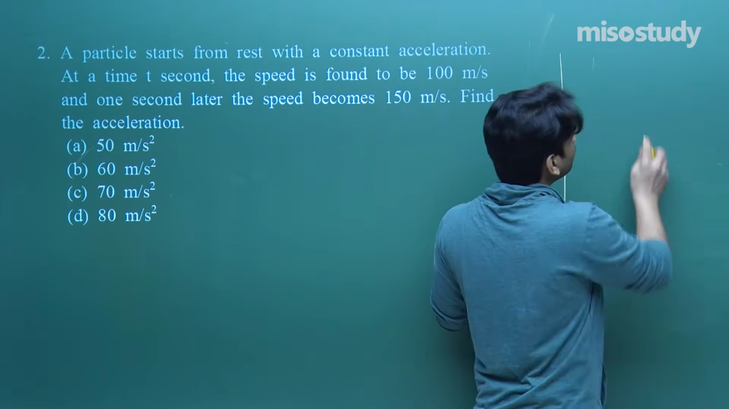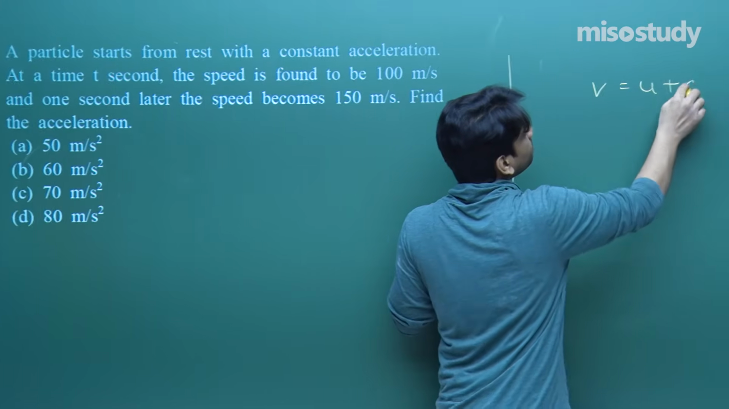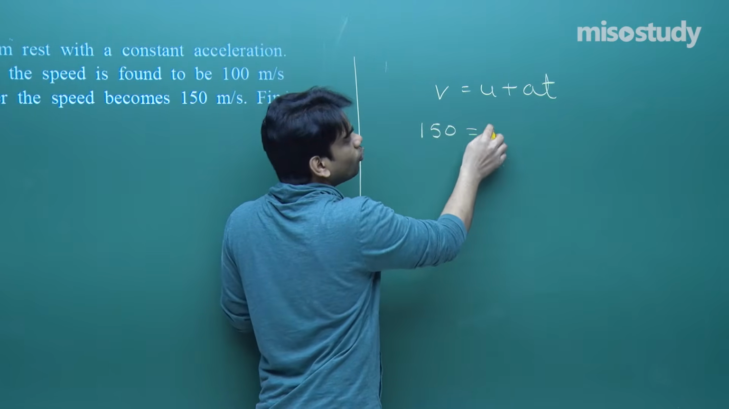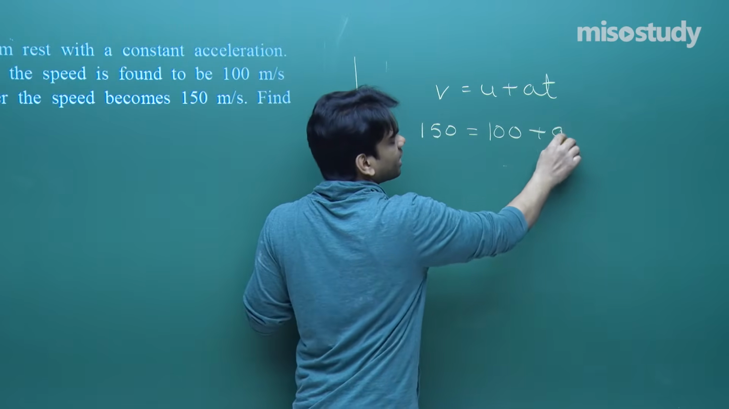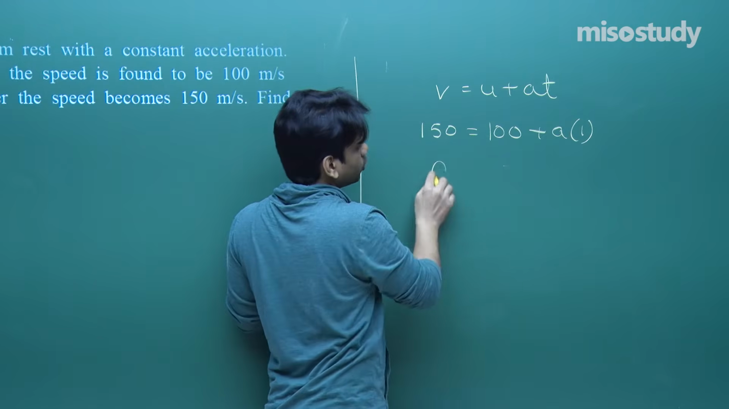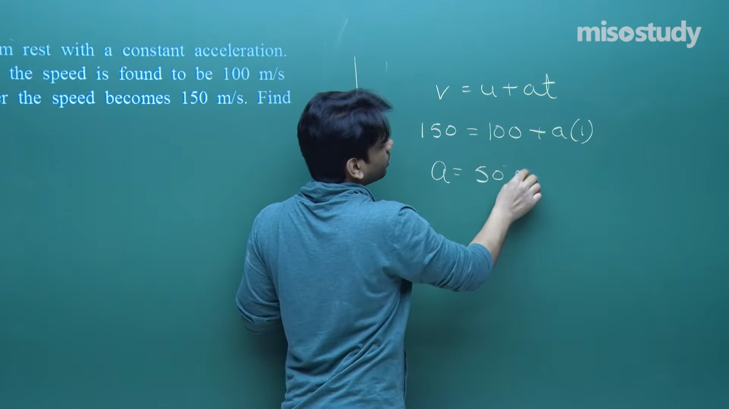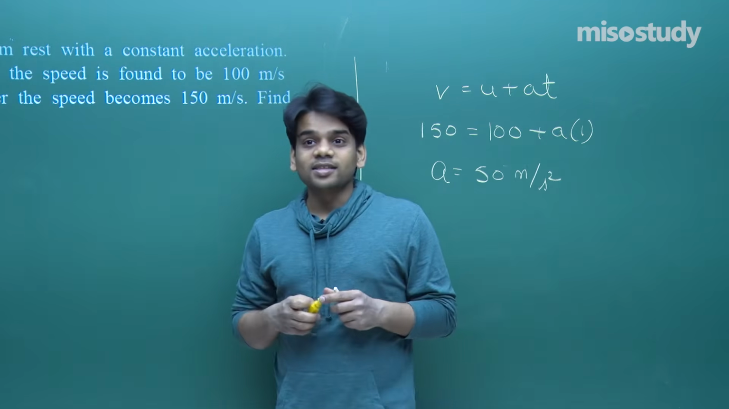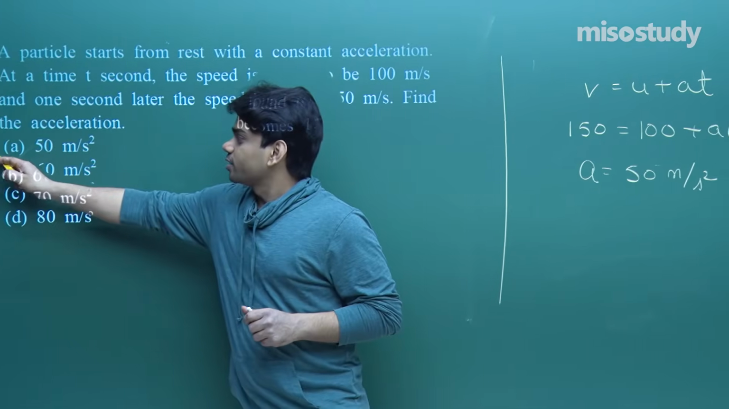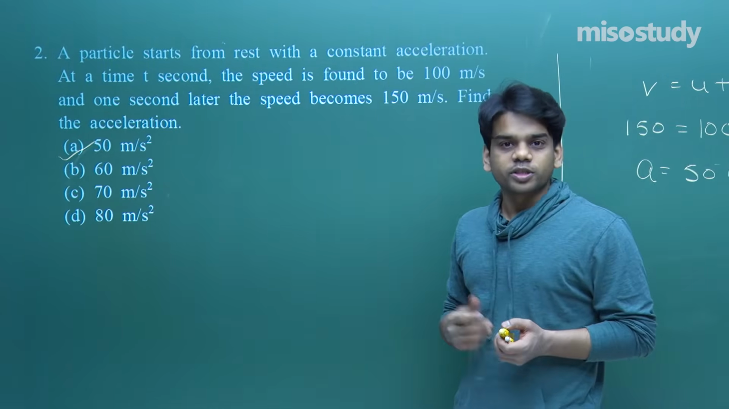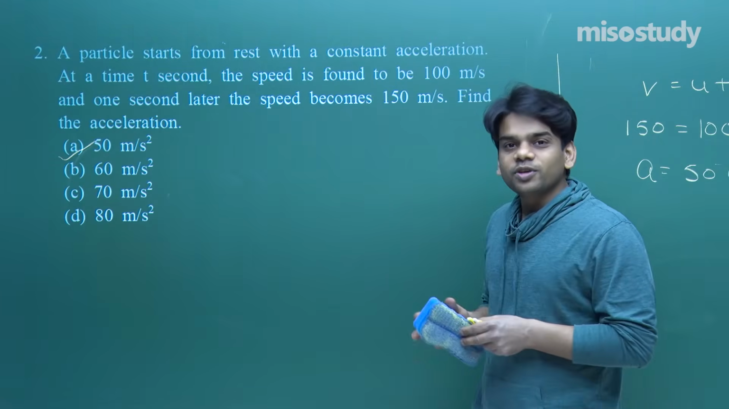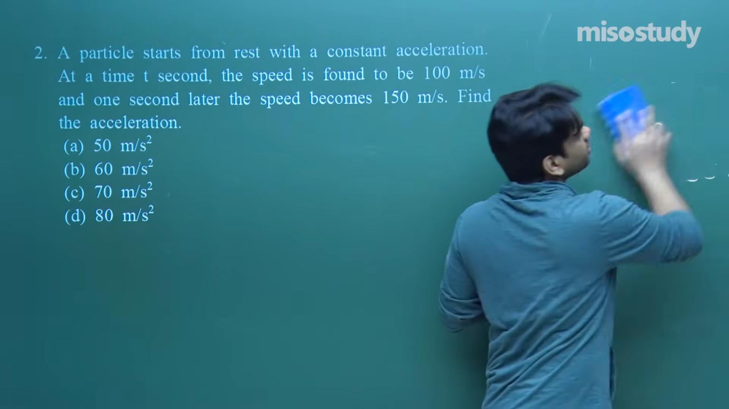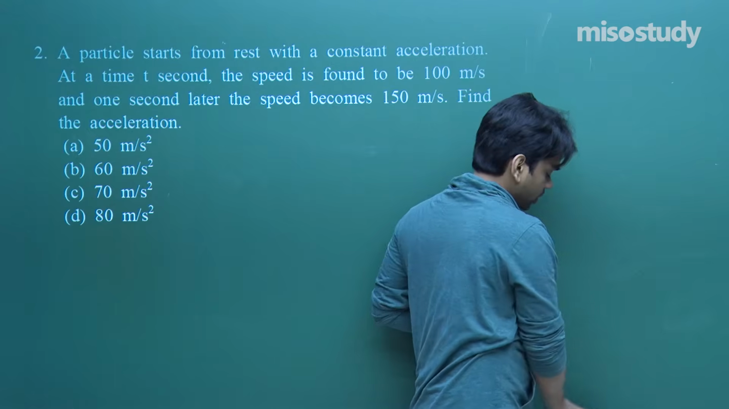Constant acceleration, so can we use v equals u plus at? We can use this. V is given as 150, u will be taken as 100, a is constant, and time is 1. So a will come out to be 50 meter per square second. Sometimes you may get such an easy question that you can directly get the answer. I hope you understood this question. We simply use the equation of motion, v equals u plus at, and you get the desired result. Let's go ahead with the next problem of the session.